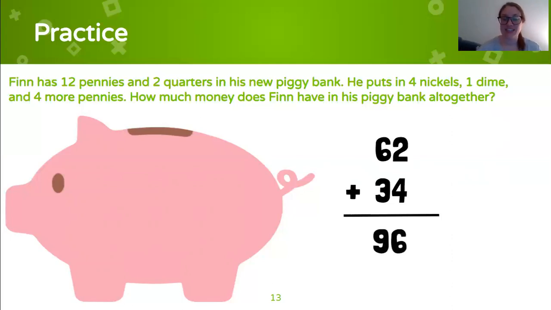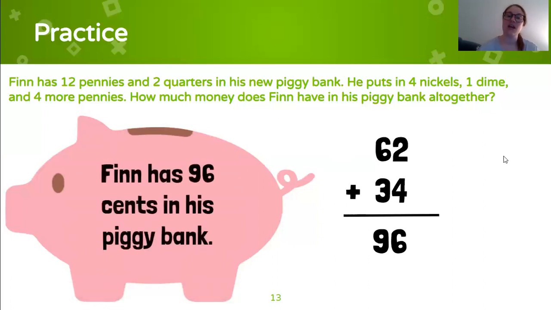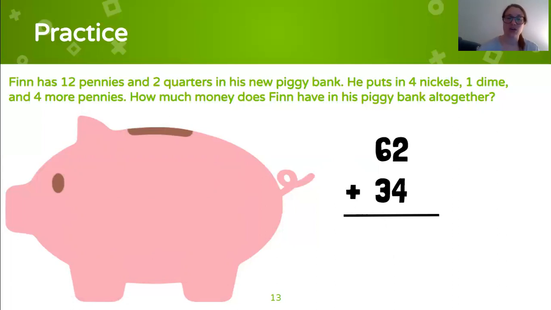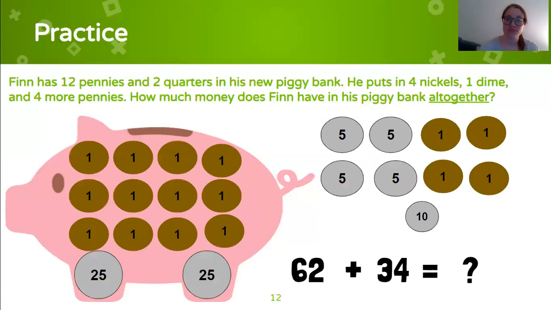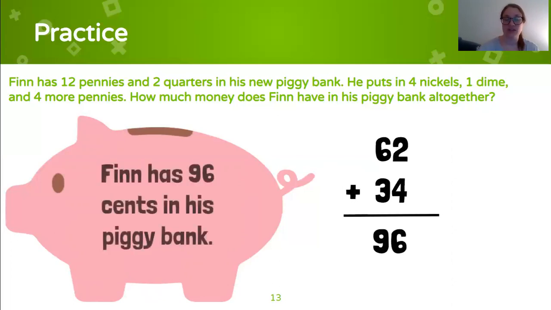Good, 96. So we have to write a statement now. They're asking, how much money does Finn have in his piggy bank altogether? We know 96 cents is how much he has. So we can say, Finn has 96 cents in his piggy bank. That's the written statement. So we drew a picture, we wrote an addition sentence, and we wrote a statement.